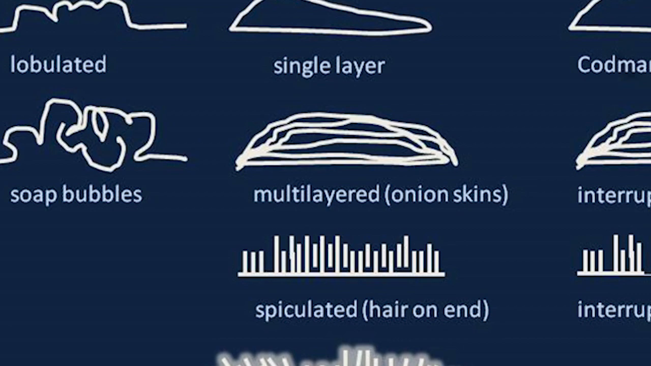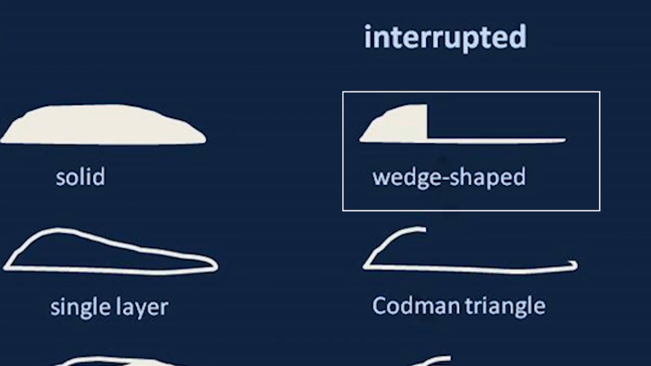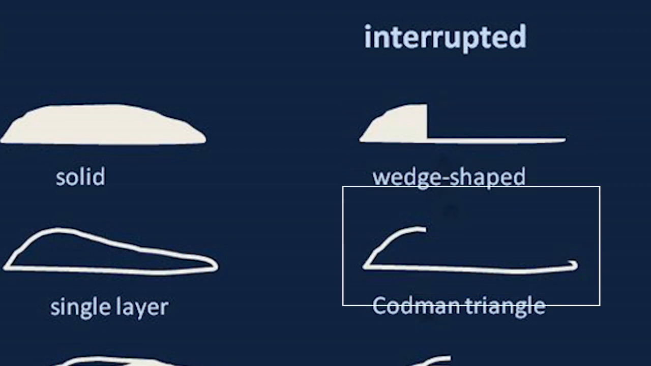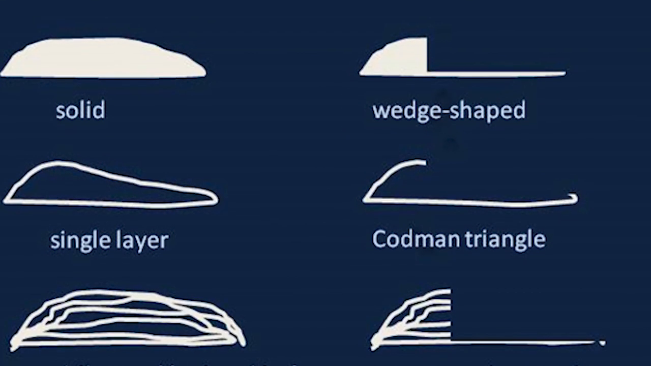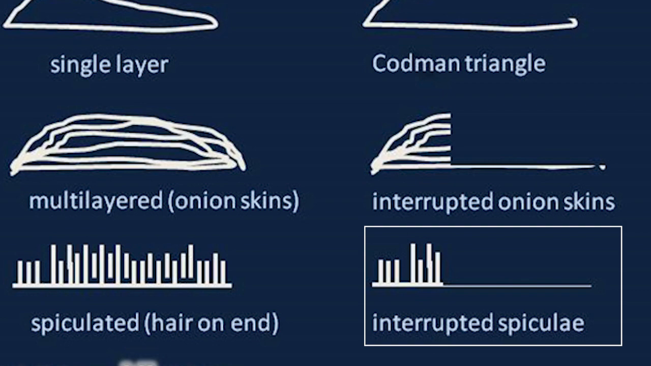Now, in the case of the interrupted periosteal reaction, it may be wedge shaped, it may be Codman's triangle shaped, it may sometimes be interrupted onion skin, just like the continuous one, and sometimes it may be interrupted spicules, or you can say interrupted hair-like growths.